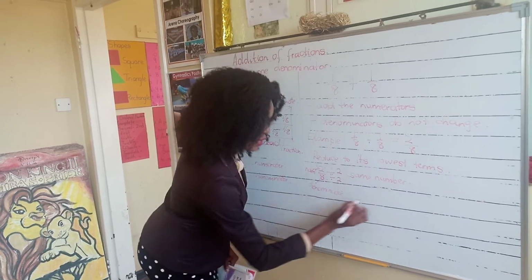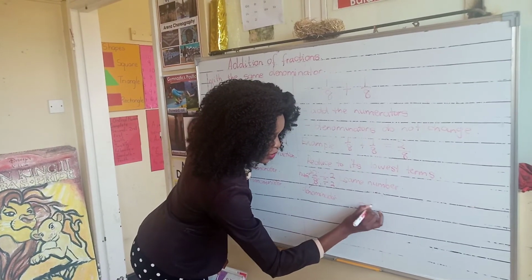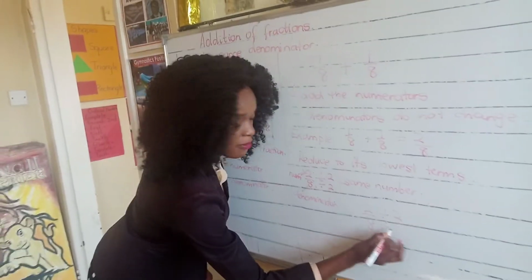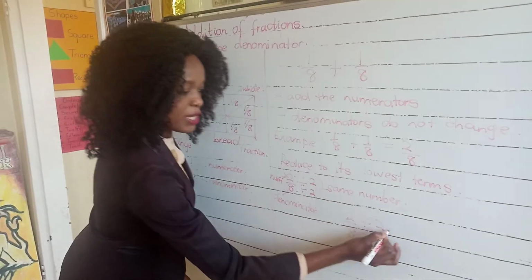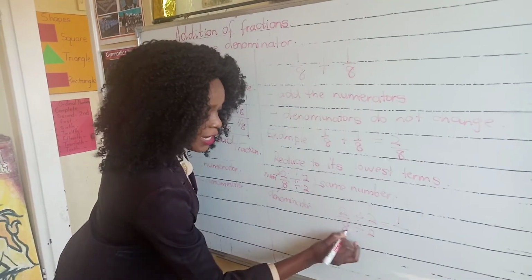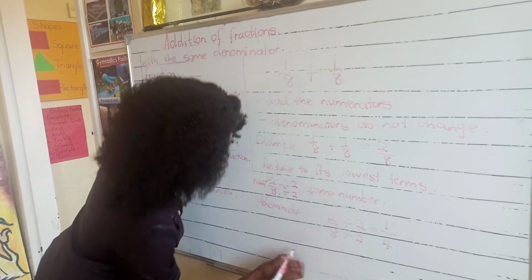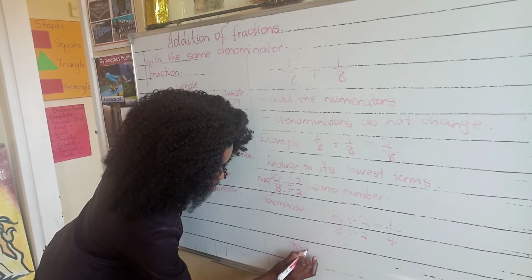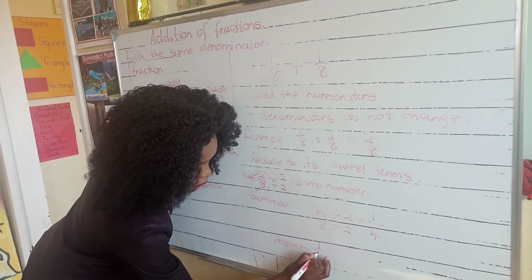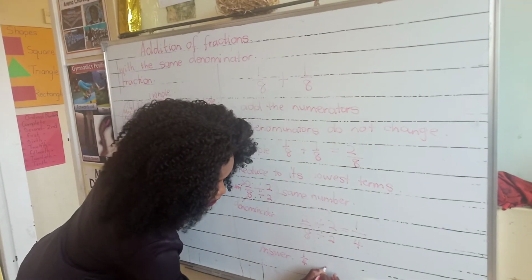Let us go back. We said 2 over 8. We divide it by 2 there and we divide it by 2. 2 divided by 2, we get a 1. 8 divided by 2, we get a 4. Our answer becomes 1 over 4, or we pronounce it as a quarter.